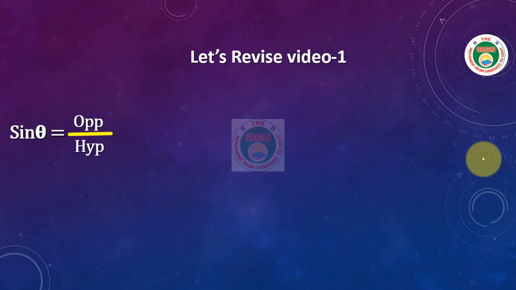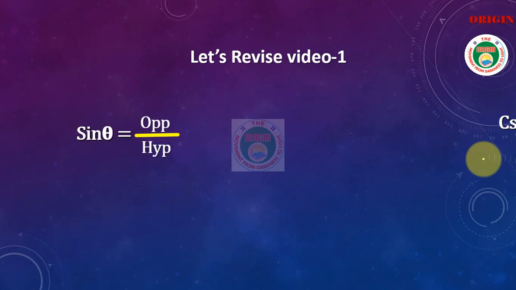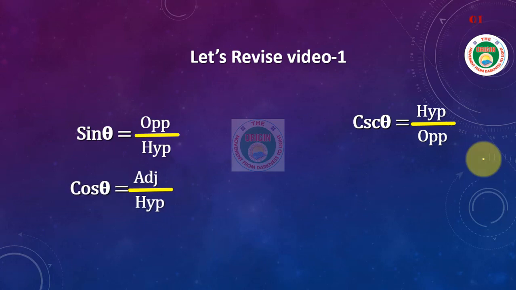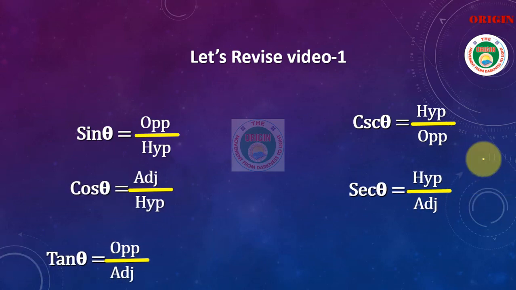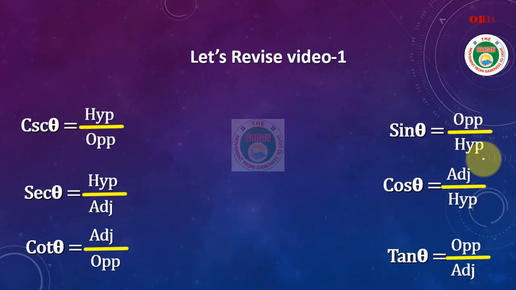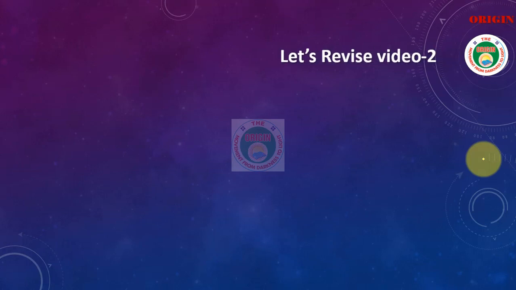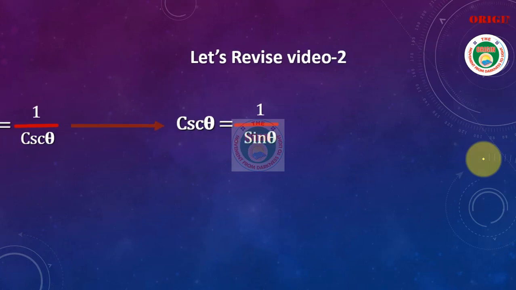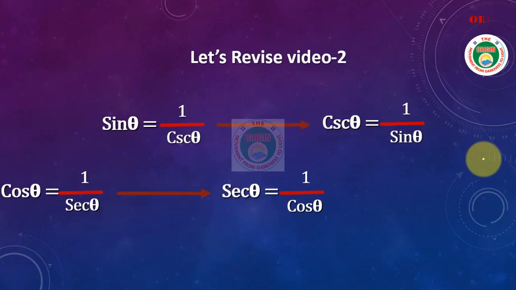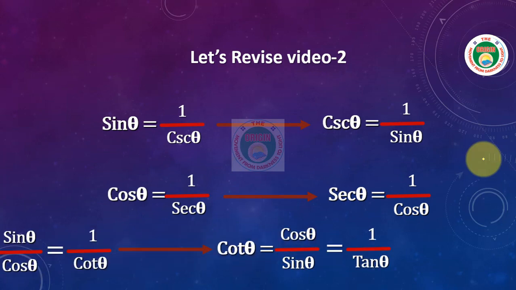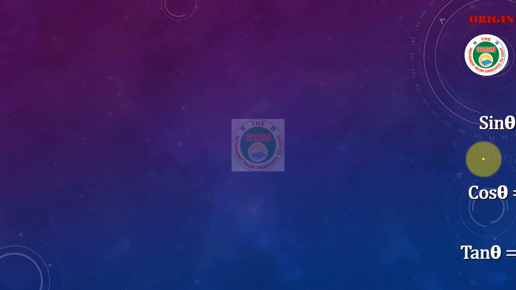Video 1 revision: sin theta is opposite by hypotenuse and cosecant theta is its reciprocal; cos theta and its reciprocal secant theta; tan theta and its reciprocal cot theta. Video 2: relationship between the trigonometric ratios: sin and cosecant are reciprocals, cos and secant are reciprocals, tan and cot are reciprocals, and tan and cot in terms of sin and cos.